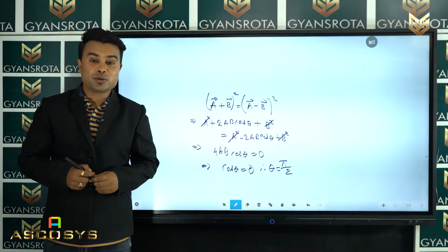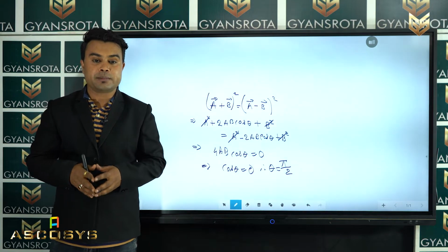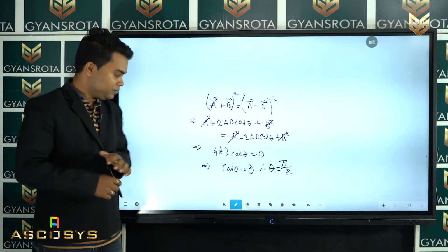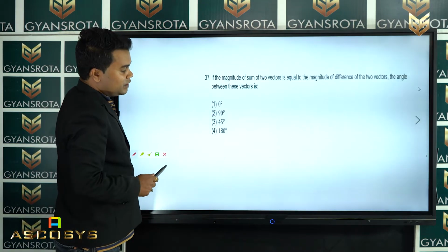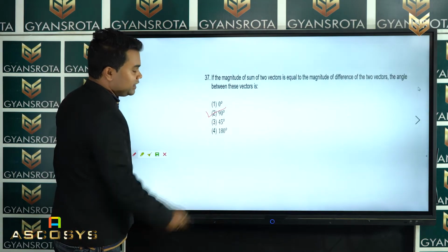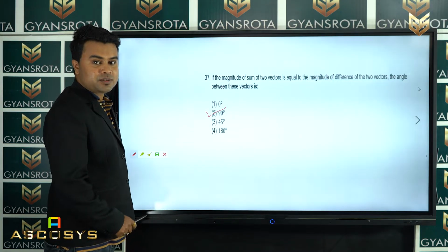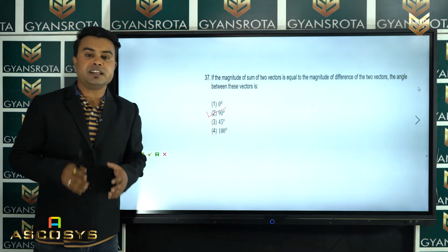So if you look at this question very carefully, you will see that your theta is coming out to be pi by 2. Now let us search in the options which is the correct answer. If you see this, the correct answer is pi by 2 means 90 degree. 90 degree is your right option. Now let us move to the next question, that is question number 38.